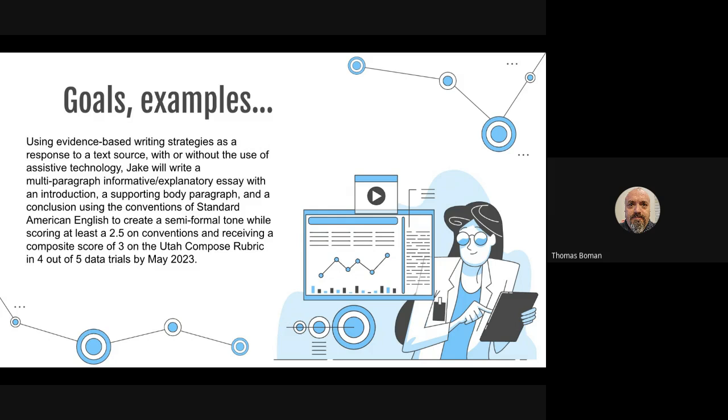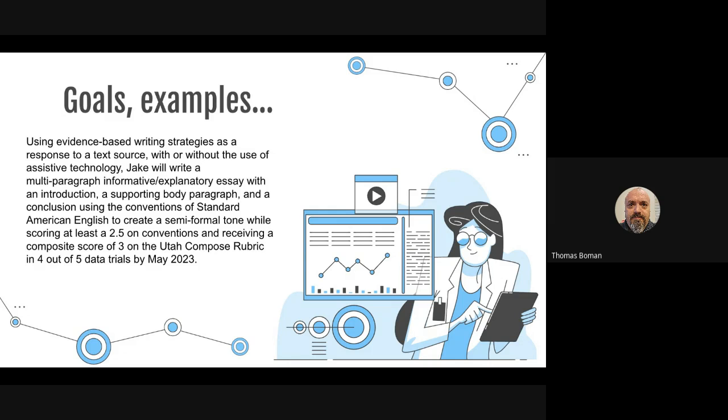So using evidence-based writing strategies as a response to a text source with or without use of assistive technology. Jake will write a multi-paragraph informative/explanatory essay with an introduction, a supporting body paragraph, and a conclusion using the conventions of standard American English to create a semi-formal tone, while scoring at least a 2.5 on a conventions and receiving a composite score of 3 on the Utah Compose rubric in 4 out of 5 data trials by May 2023.